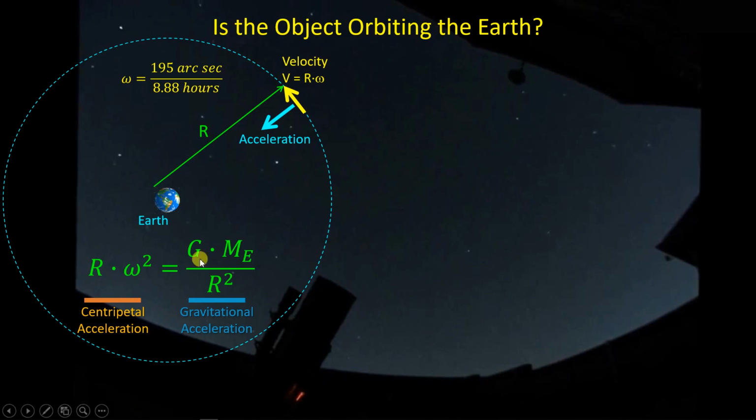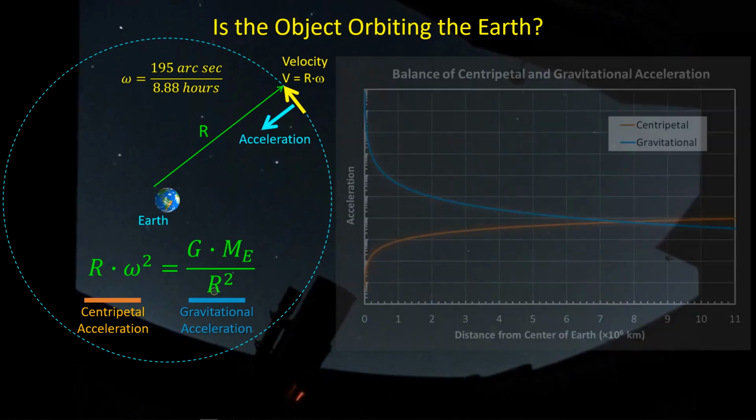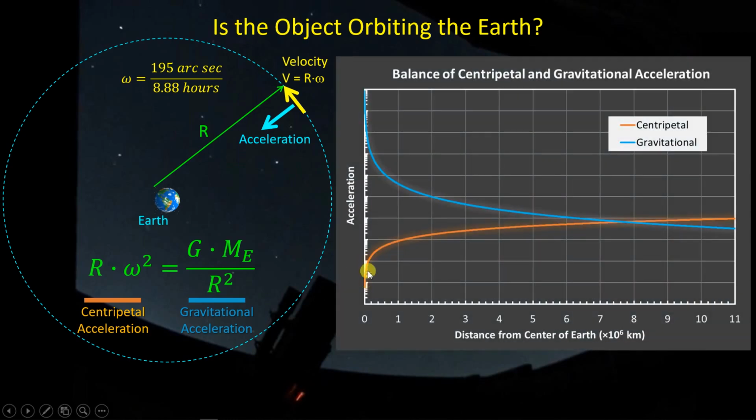And whenever this is true, then it is possible to have an orbital condition, and we can plot that up here. For example, the orange curve here is the centripetal acceleration. Gravitational acceleration drops off fairly rapidly with distance out because it's divided by r squared. And where the two lines cross is where the centripetal acceleration is equal to the gravitational acceleration, and that occurs at a distance from the Earth of 7.7 million kilometers.